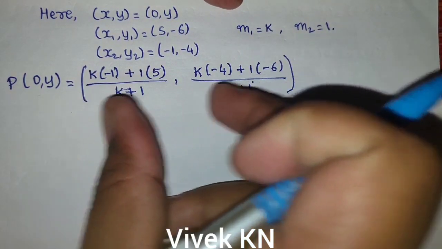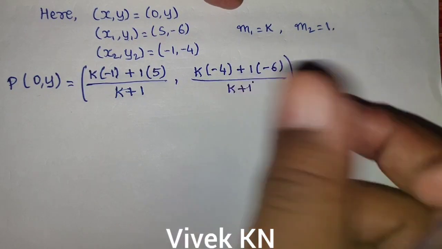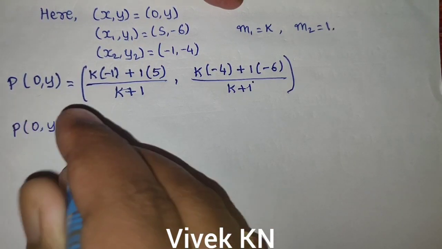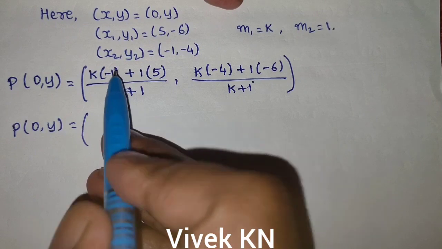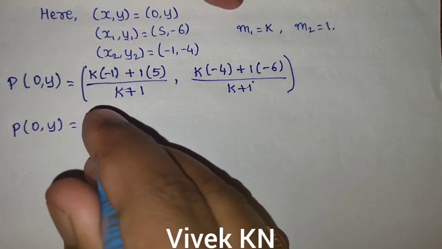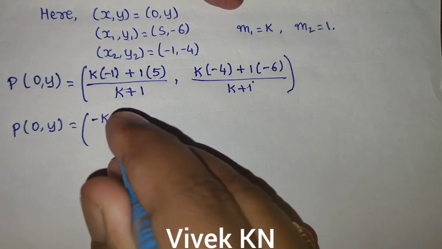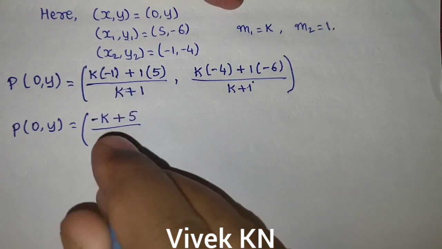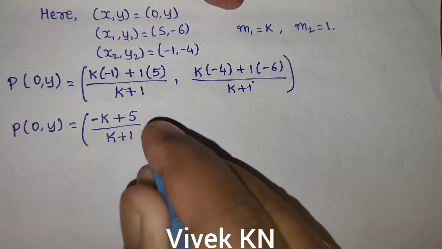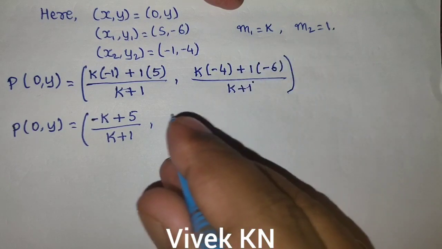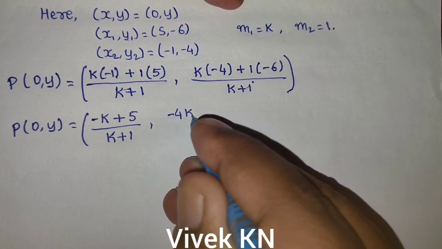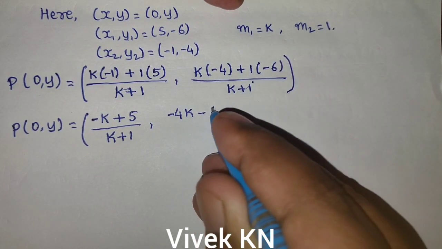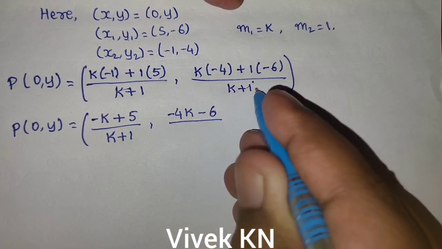This is the x coordinate and this is the y coordinate. That is, P(0, y) is equal to k into -1, which is -k, plus 1 into 5 is 5, divided by k plus 1. Next, k into -4 is -4k, plus 1 into -6, which is -6, divided by k plus 1.